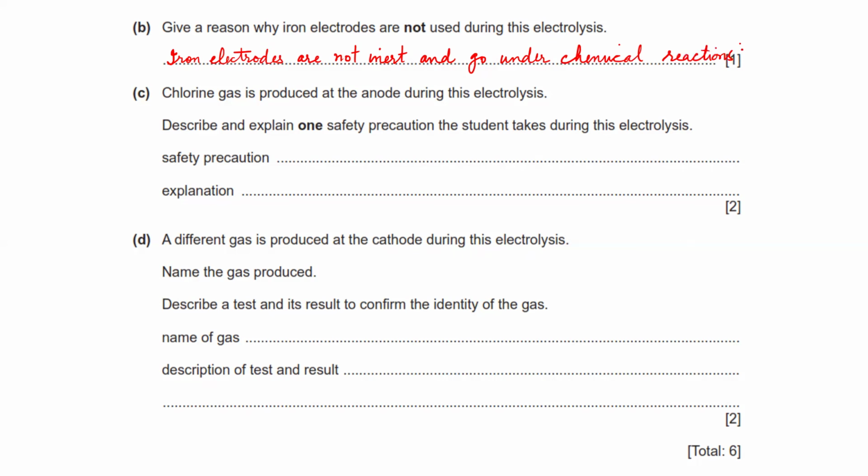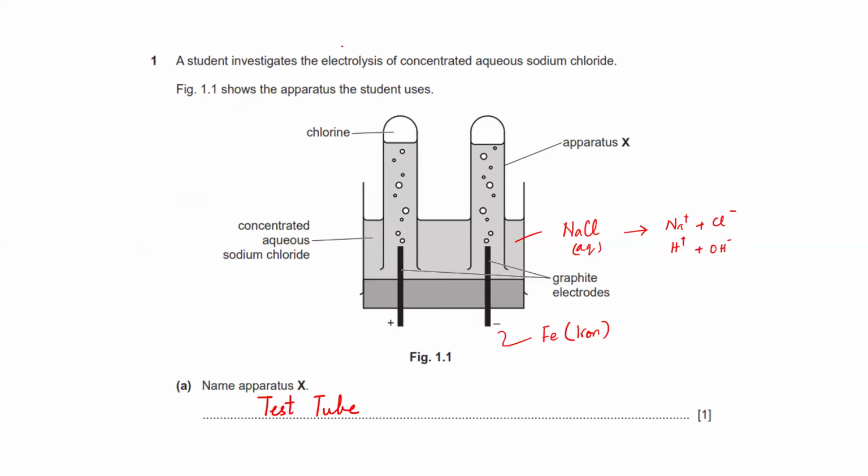Okay. Then part C says chlorine gas is produced at the anode during the electrolysis. Describe and explain one safety precaution that student takes during the electrolysis. So remember, if we are talking about chlorine gas, Cl2 gas, this causes severe irritation in eyes. The safety precaution: this whole electrolysis setup needs to be present in a well ventilated area or a fume hood that has an air suction out of it.